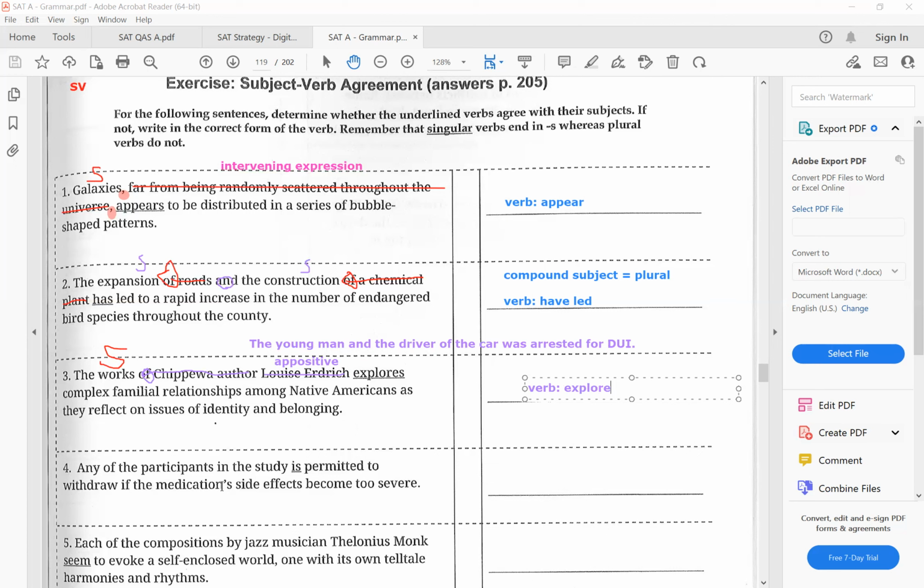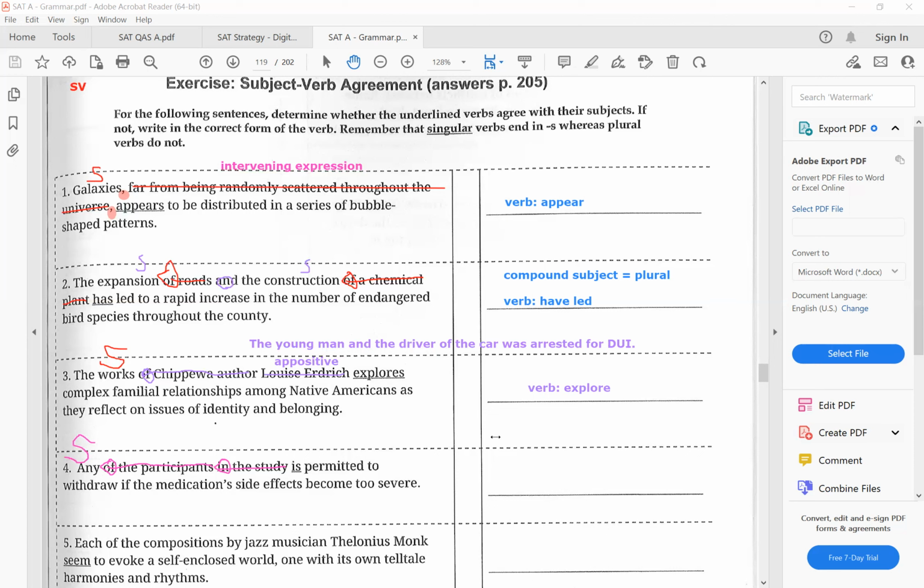Okay. And if we look at number four, we do the same thing. There's a lot of intervening expression. So I want to start by crossing out my prepositional phrase, right? Cross out of the participants, cross out in the study. So really, what is your subject? It is any. And remember, for any, this is called our indefinite pronouns.